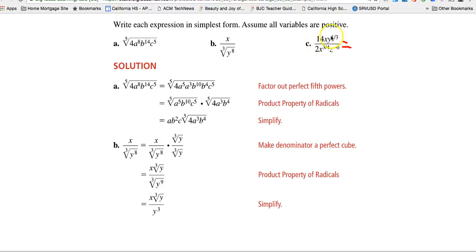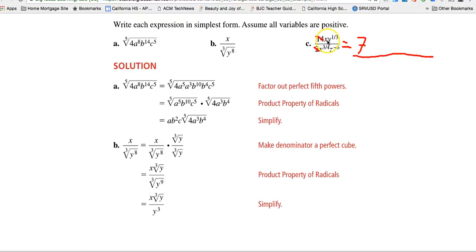First of all, you want to simplify your coefficients. So you know that's going to be 7 on top. I'm just going to draw this as one big fraction. So 14 and 2, those cancel out to 7. So I'm going to cross that out.